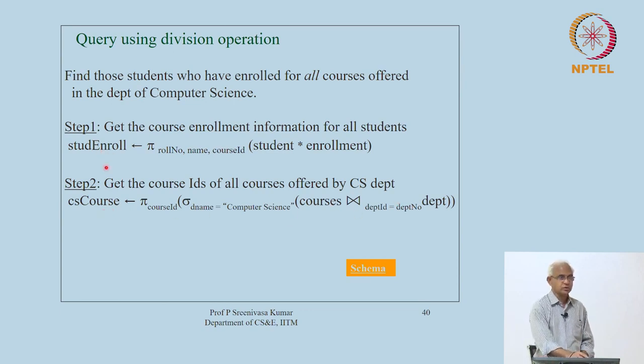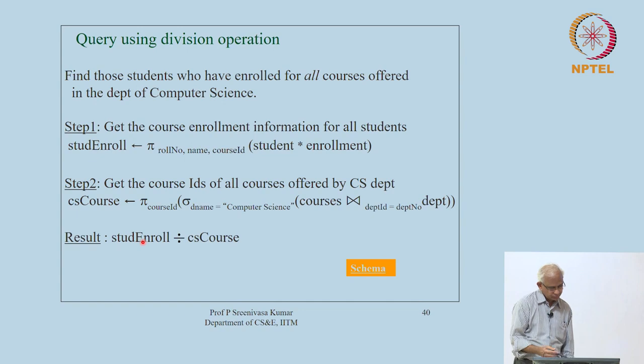Now, all that we have to do is to simply divide the student enroll relation instance by the CS courses to get the desired result. So, the result is student enroll division CS course.